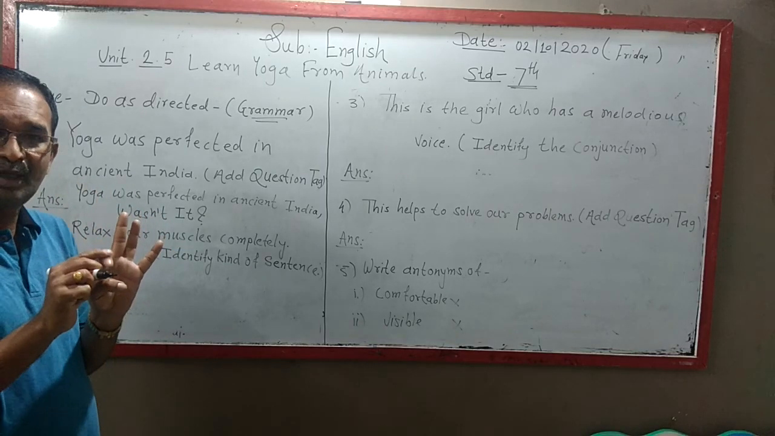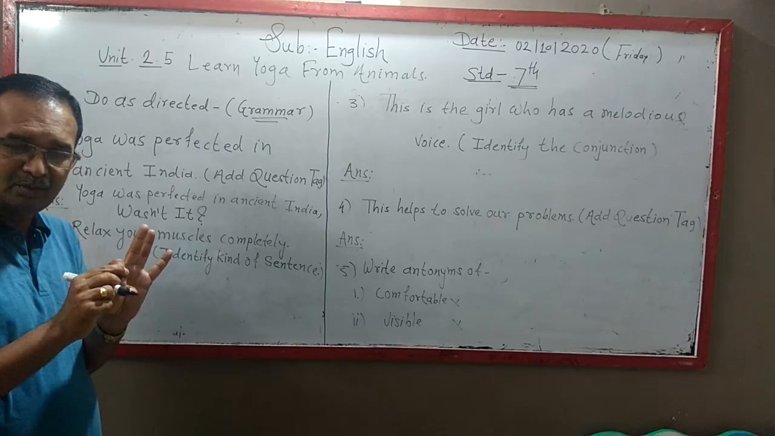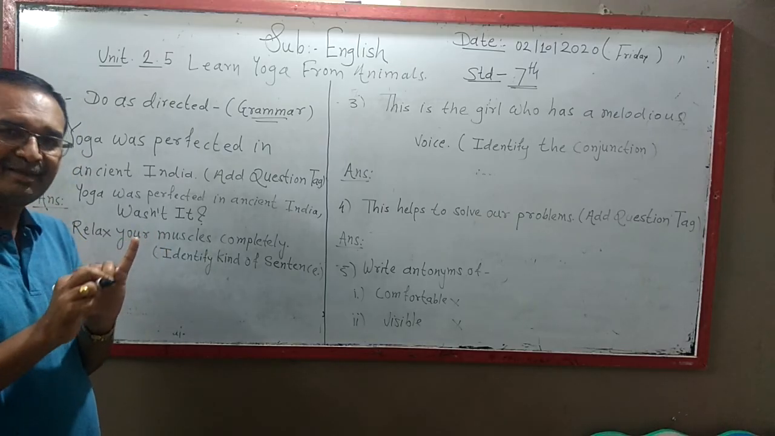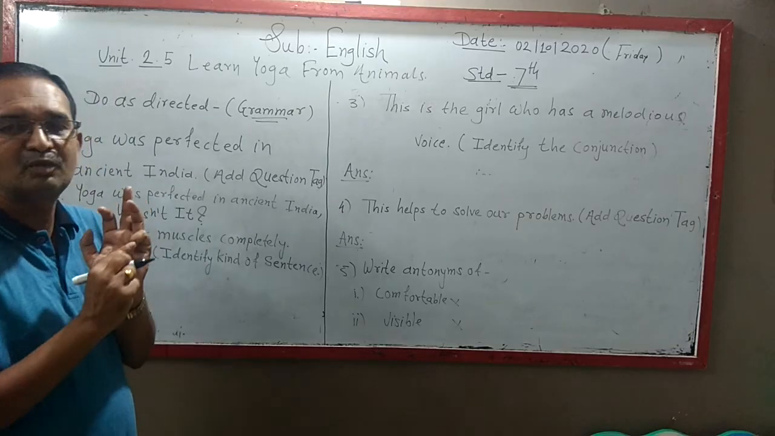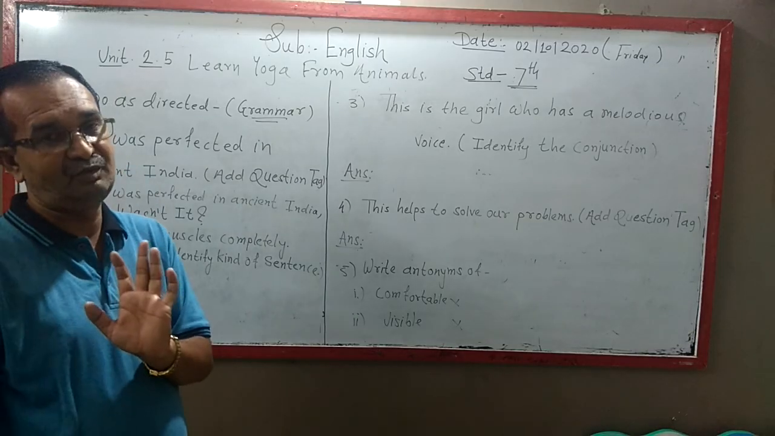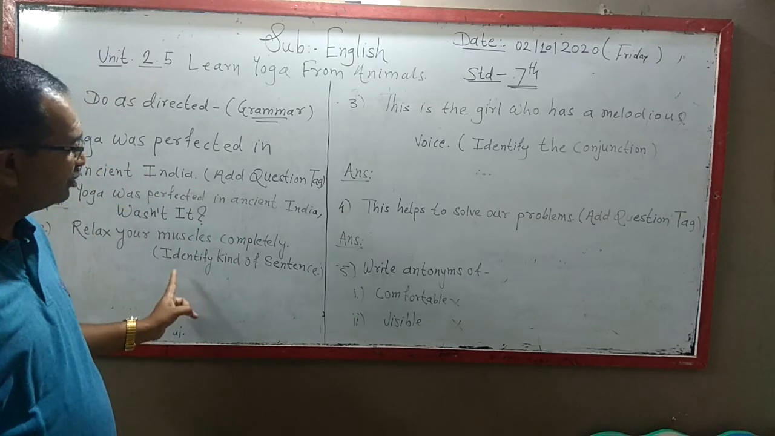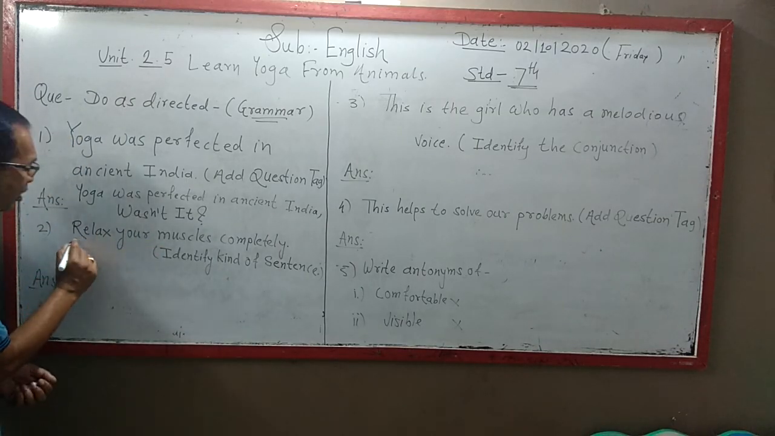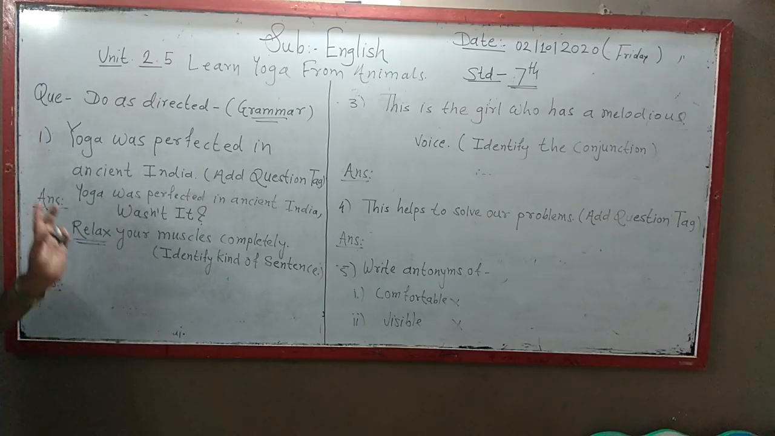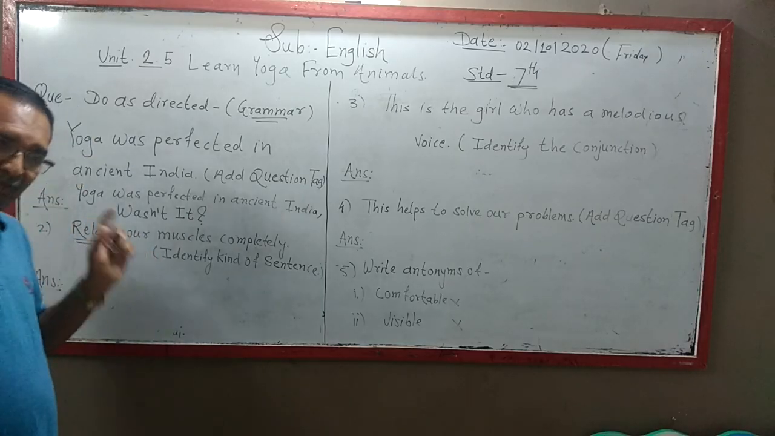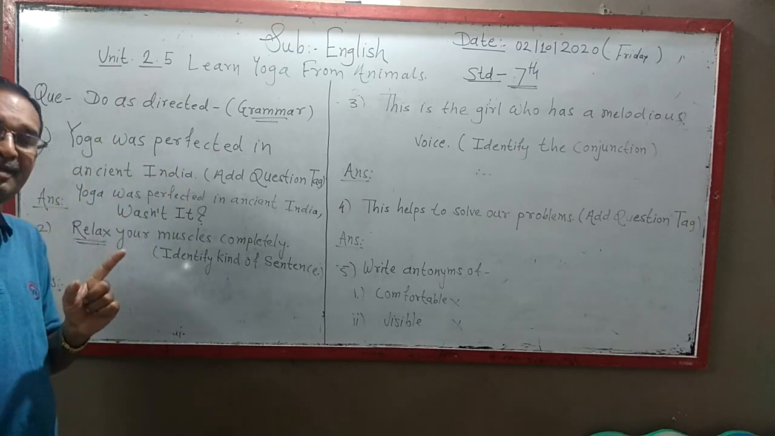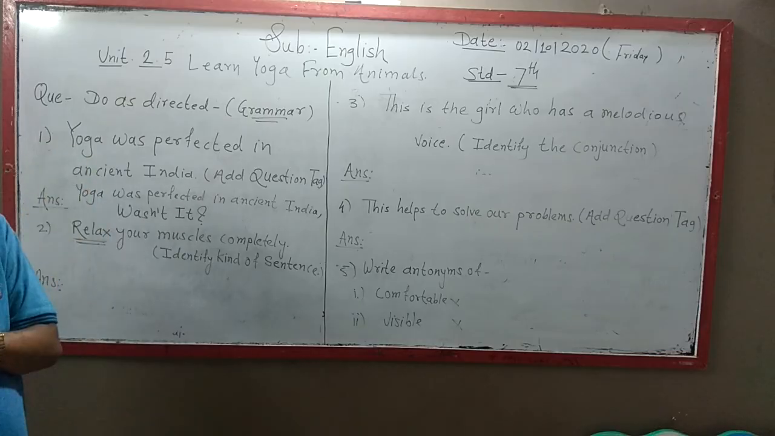The first one is affirmative or declarative. The second one is interrogative sentence. The third one is exclamatory sentence. And the fourth one is imperative sentence. So what is the kind of sentence here? The sentence begins with the verb relax. Relax is a verb. When the sentence begins with a verb, that sentence is an imperative sentence.